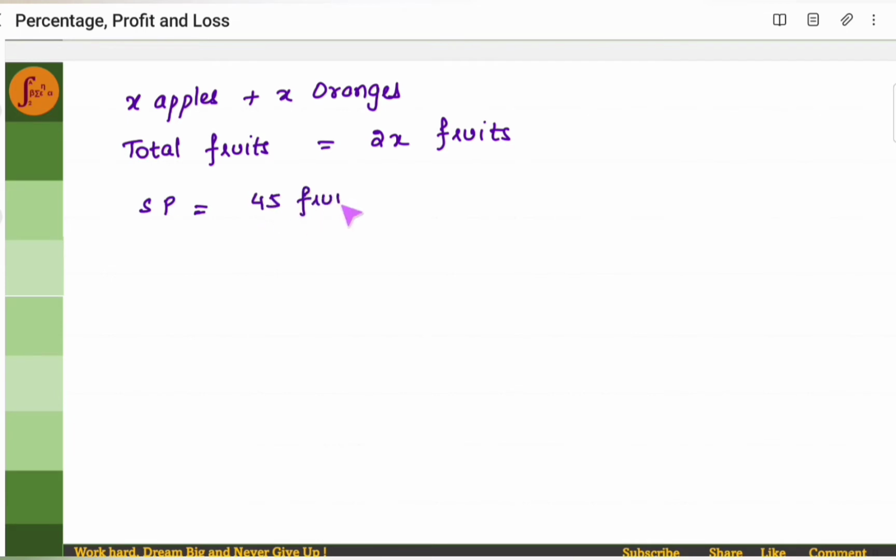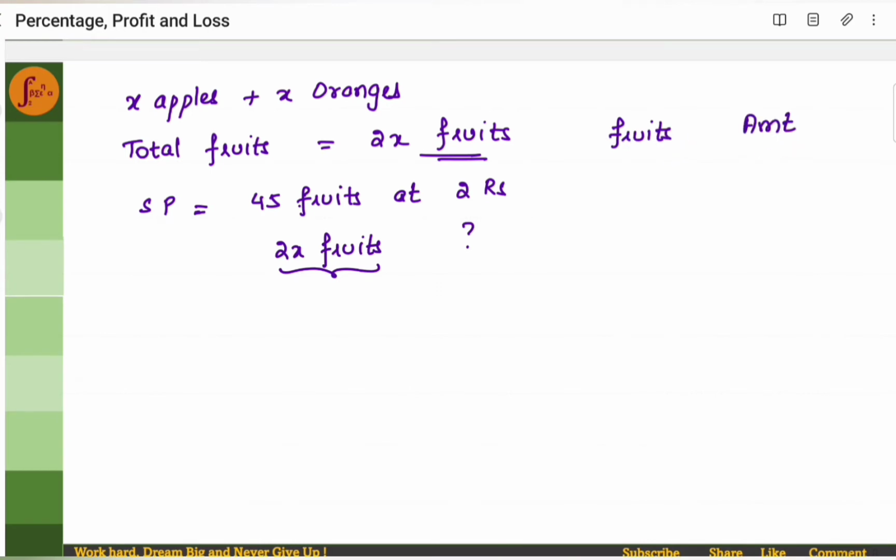And he's selling 45 fruits at 2 rupees. So what about 2x fruits then? For 45 fruits he's selling at 2 rupees. Therefore for 2x fruits, what is the amount? I would use the same logic, right? Fruits versus amount: 45 fruits, 2 rupees. Therefore for 2x fruits, the amount is equal to 2x by 45 into 2.